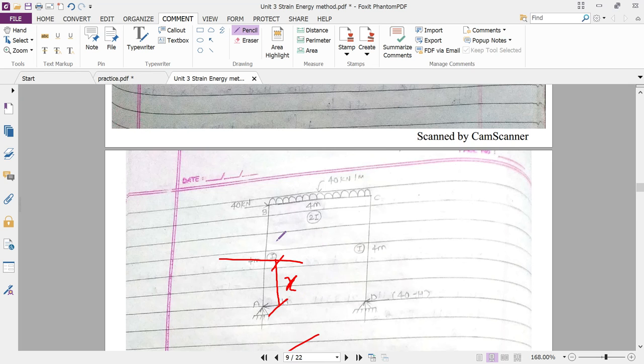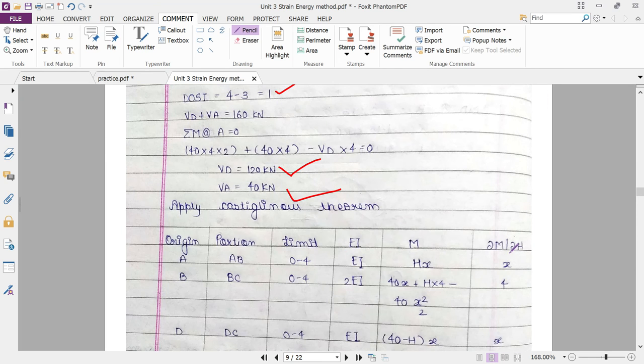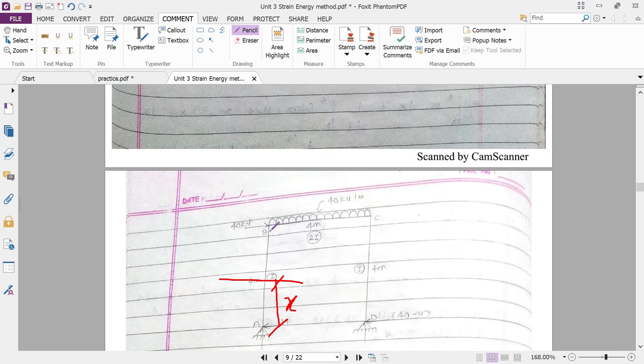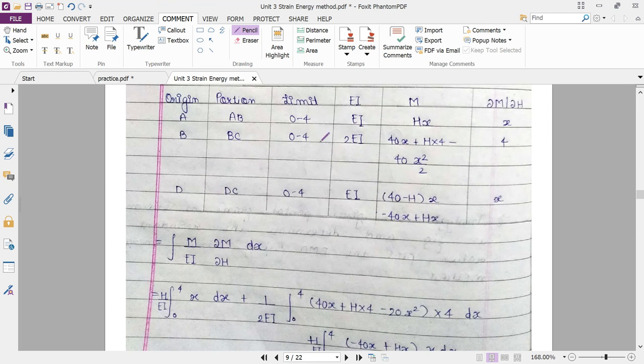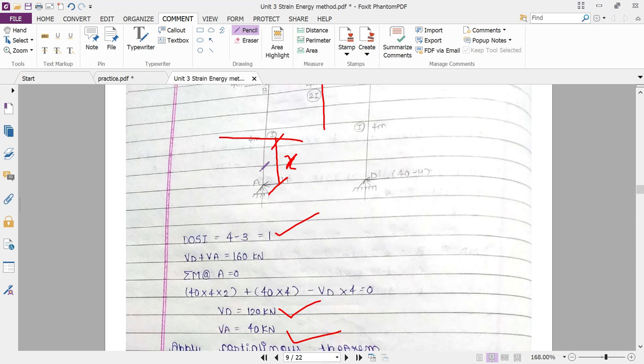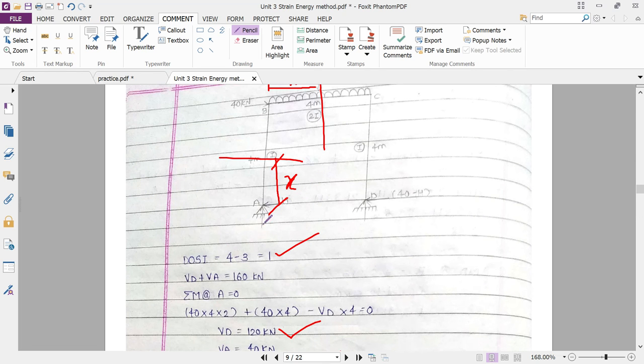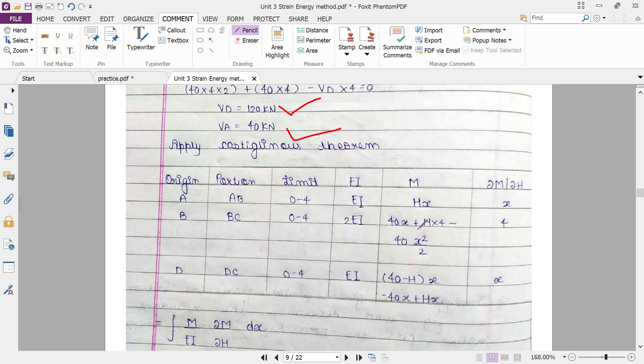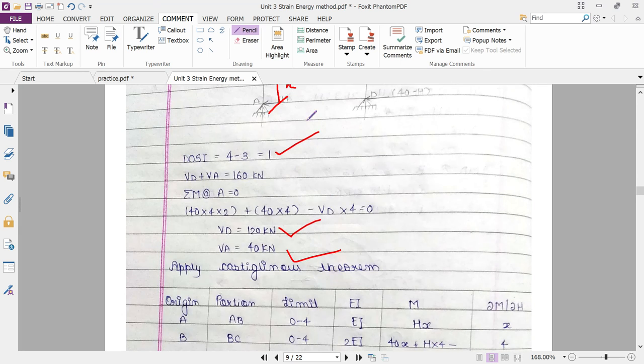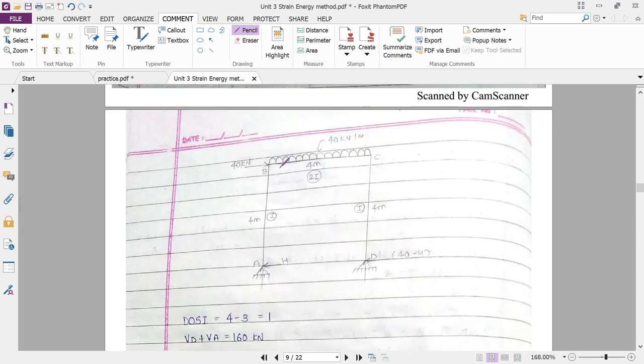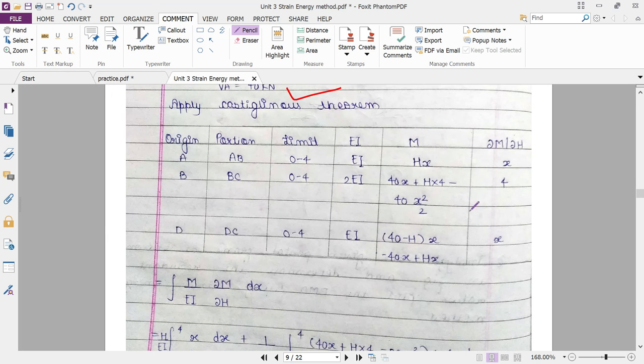So here H into X. So finally the moment we get is H times X. So second is portion BC. Now cut the section here and take the horizontal distance as X, like this. Now 0 to 4 is the limit, 2EI is there, so 40 into X, because the vertical reaction is 40, so 40 into X, like this. Then plus H into 4, the H into 4 is there, minus 40 into X square by 2.